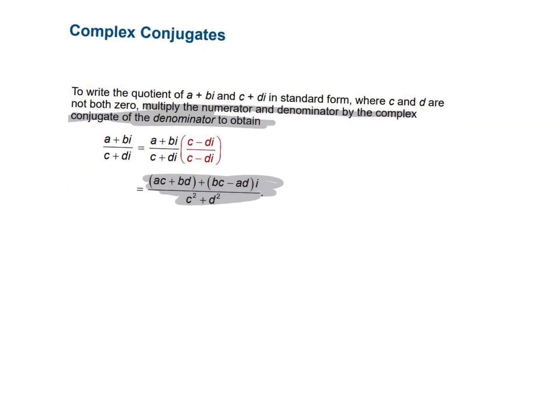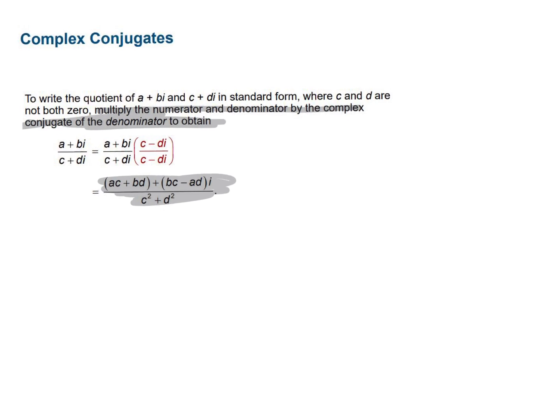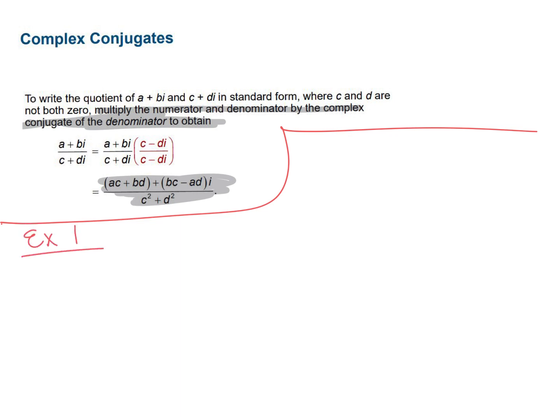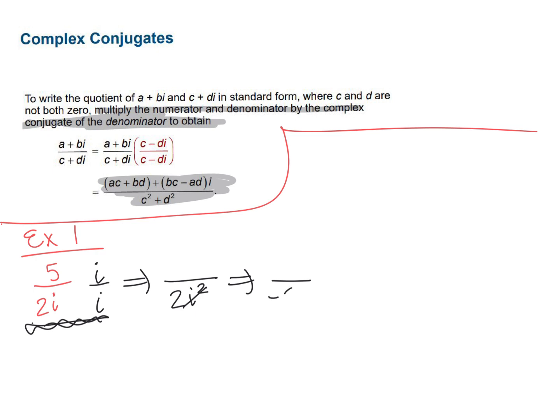So just how we couldn't have a radical on the bottom, we also can't have an imaginary number on the bottom. So I'm going to give you a few examples before we do some of your homework. So for example, if I have 5 over 2i, then to get rid of i I could just multiply by i over i, right? And the reason why I would do that is to get rid of i in the denominator, because this will become 2i squared, but i squared is -1, so then that i squared would become a -1 times 2, which would be -2. And then on the top, I would just have 5i.